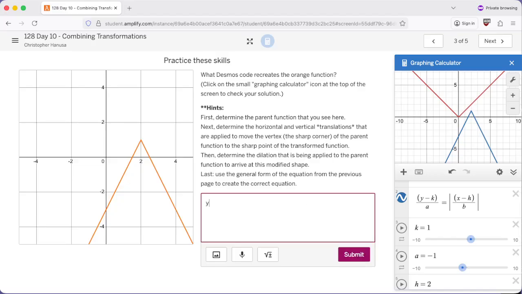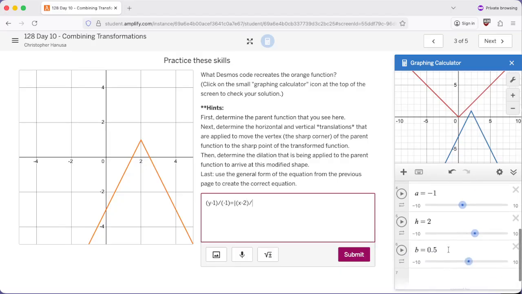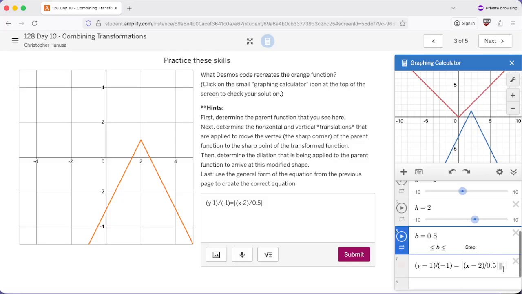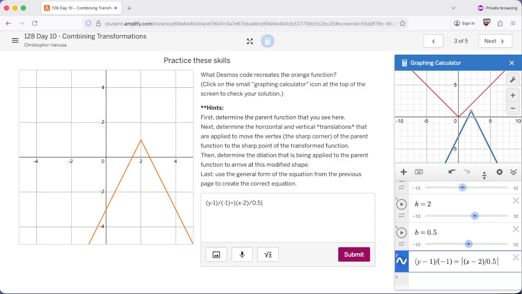So if I do y minus 1, and I divide by negative 1, and I say that's equal to x minus 2 divided by 0.5, then this is this equation. Let's see if I plug it in here. This equation, interesting, should give us the exact same line that we had. Oops. Should give us the same line that we had right there. There it is. Okay, let's go on to the next one.